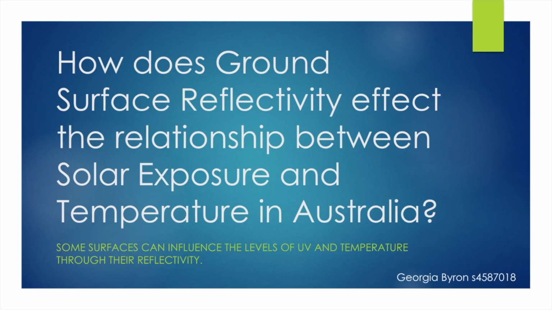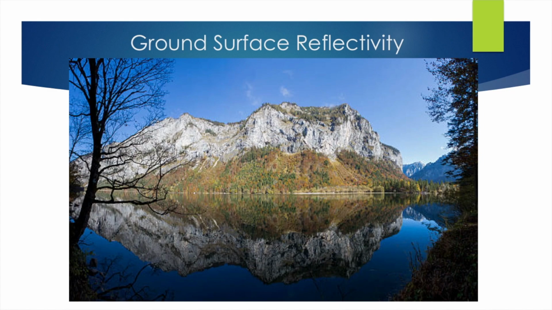This report is a bivariate and pattern analysis looking at how ground surface reflectivity affects the relationship between solar exposure and temperature in Australia. Ground surface reflectivity is when solar exposure from the sun is reflected by the Earth's surface rather than being absorbed. This process may be referred to as albedo, one of the major properties that controls how much energy is absorbed by the surface of the Earth.